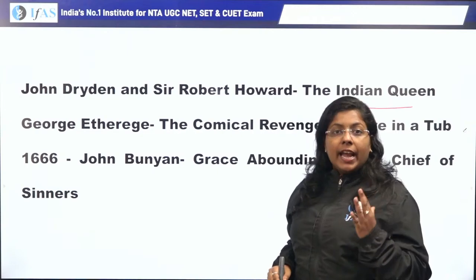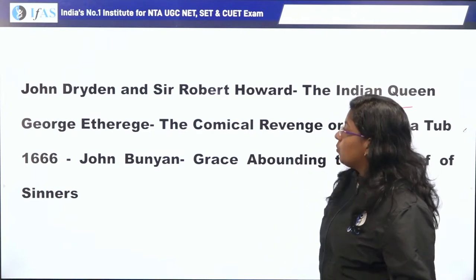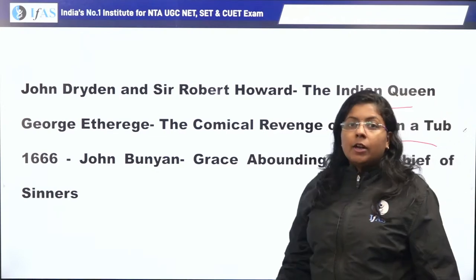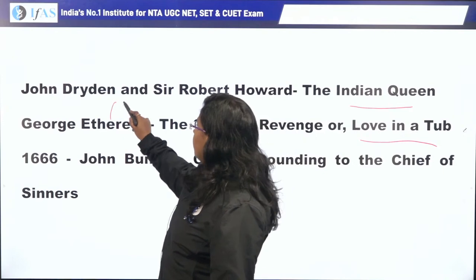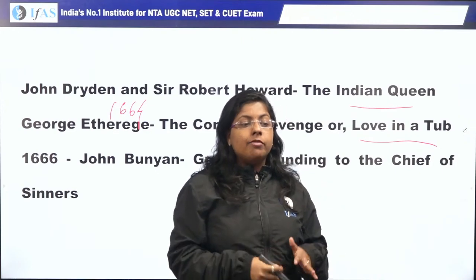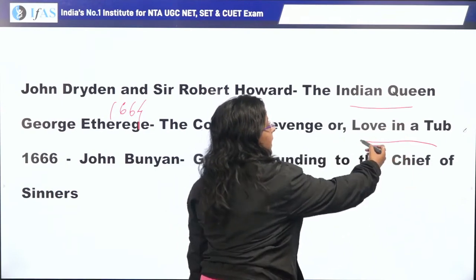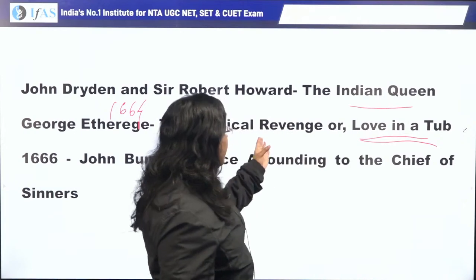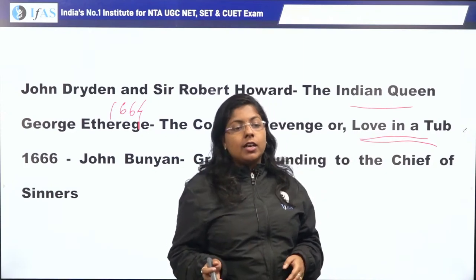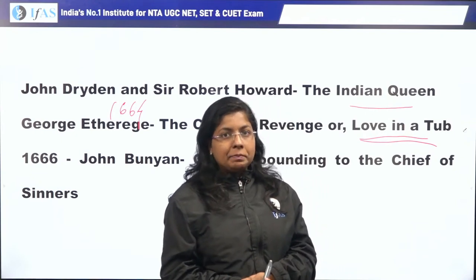In 1664, and with George Etherege, what happened? The Comical Revenge, or Love in a Tub, was also published in 1664. Love in a Tub is the subtitle. What is the main title? The Comical Revenge. So Love in a Tub is a subtitle of that book. The main title is The Comical Revenge. All right, okay.